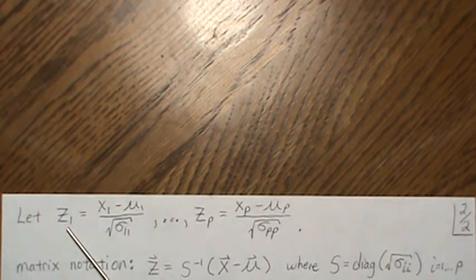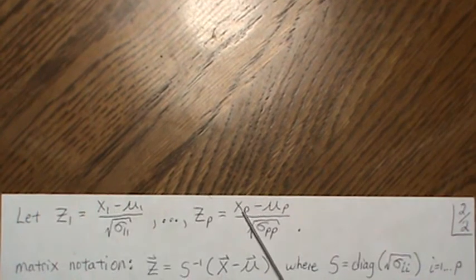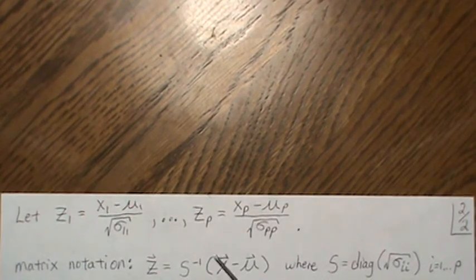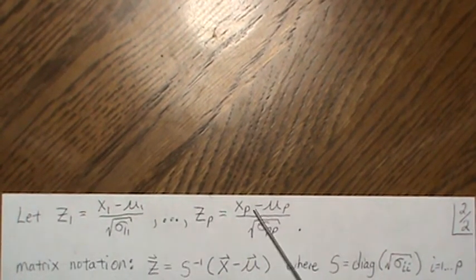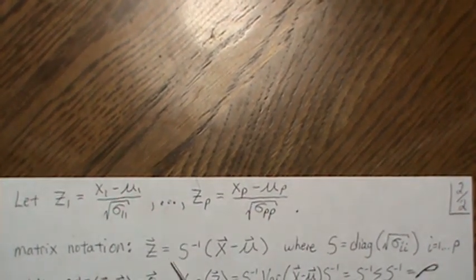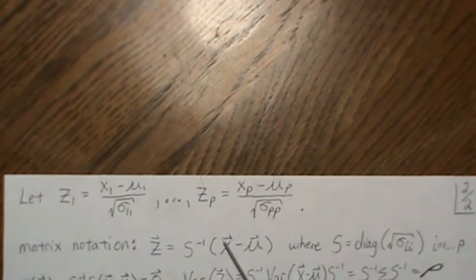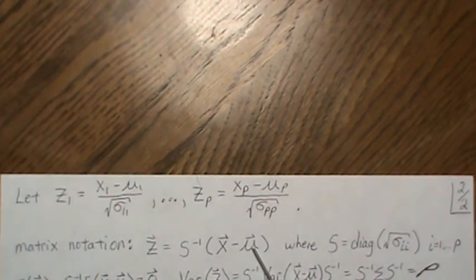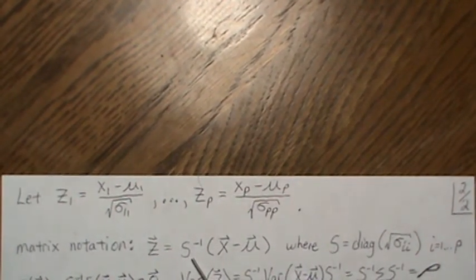Now, the Z's, we just act like they're the new X's. So we do everything we did before, but with the Z's instead of the X's. So in matrix notation, this becomes a vector of X's minus their respective means, divided by the standard deviations.